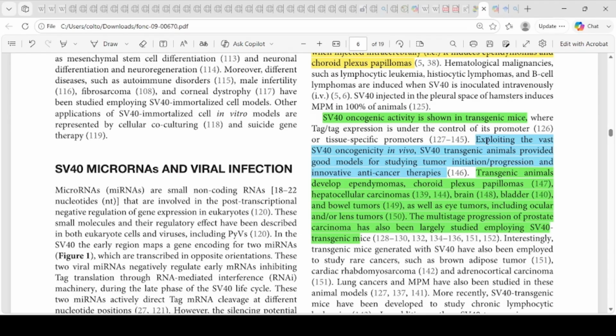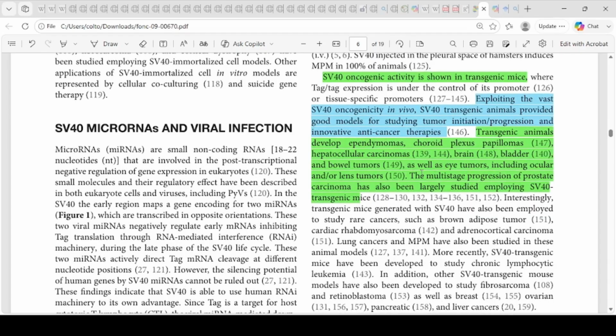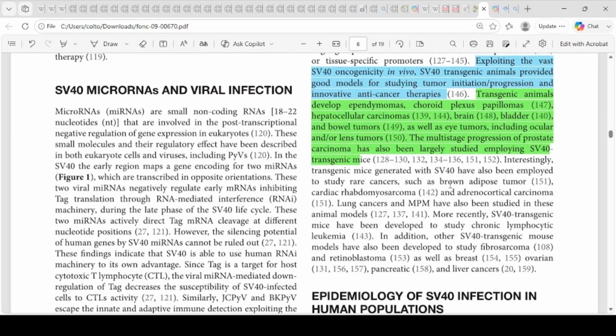So if you're a researcher who wants to develop a drug to treat cancer, what some researchers do is they take SV40 and inject it into mice to give them cancer, and then they can test their various anti-cancer therapies on that. So they said these animals that are genetically modified and then injected with this virus, they develop all these different types of cancer. So we don't need to list them all off. You can read it for yourself, but basically any type of cancer.